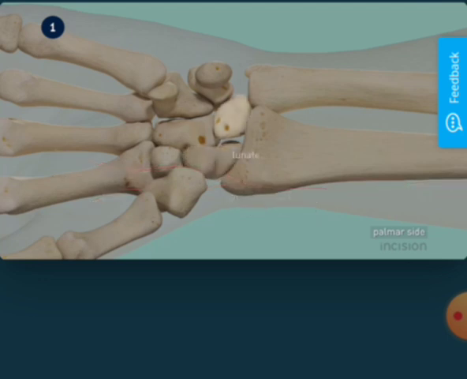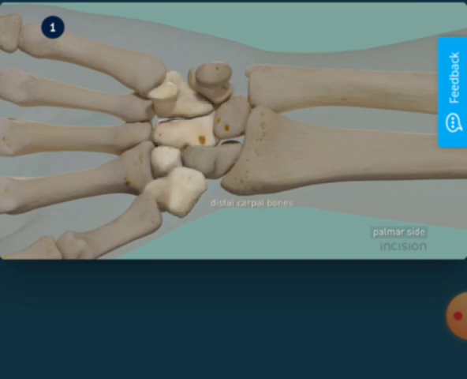The lunate is located in the center of the proximal row. The scapholunate ligament runs between the scaphoid and the lunate and is the most commonly injured carpal ligament. Tears to the scapholunate ligament can lead to the development of carpal instability and disabling arthritis. Therefore, surgery is often indicated to treat these injuries. The triquetrum lies between the lunate and the pisiform.